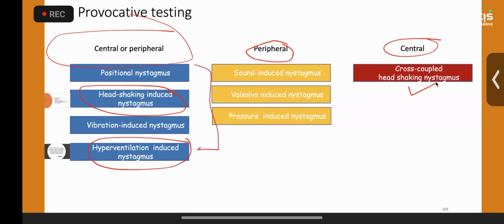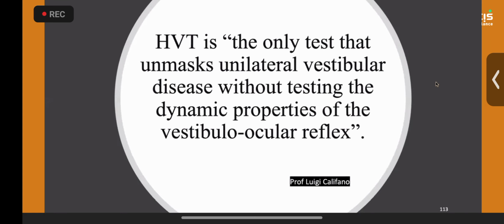Coming to the hyperventilation testing, in hyperventilation testing, it is the only test which unmasks the vestibular deficit without testing dynamic properties of the vestibulo-ocular reflex. Dynamic properties means head shaking, what we are doing is a dynamic aspect of the vestibulo-ocular reflex.